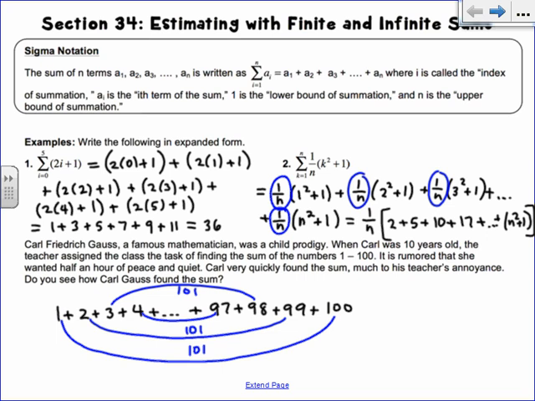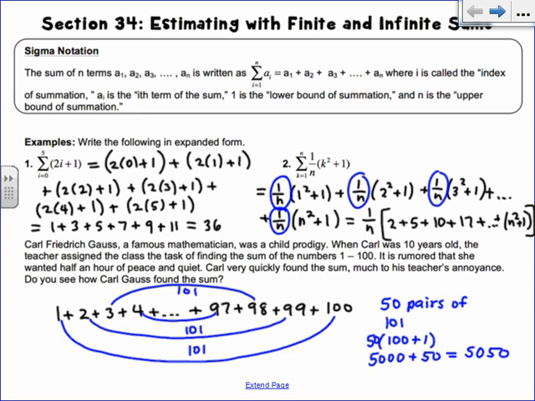And he realized that there had to be 50 pairs of 101. So when he did 50 times 100 plus 1, he saw there were 5,000 plus 50. So the answer had to be 5,050.